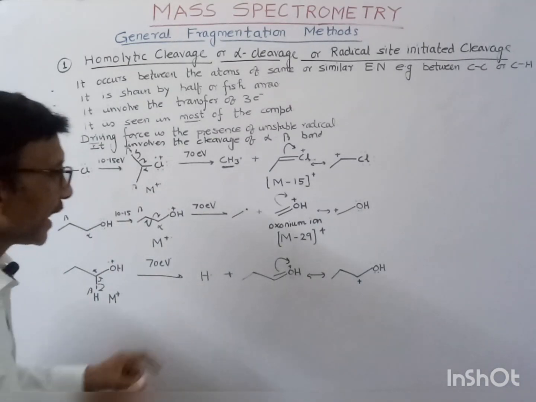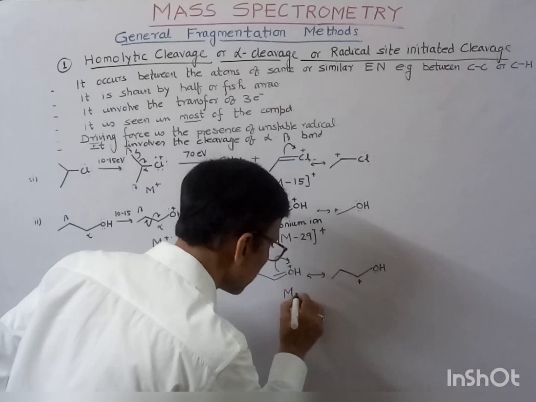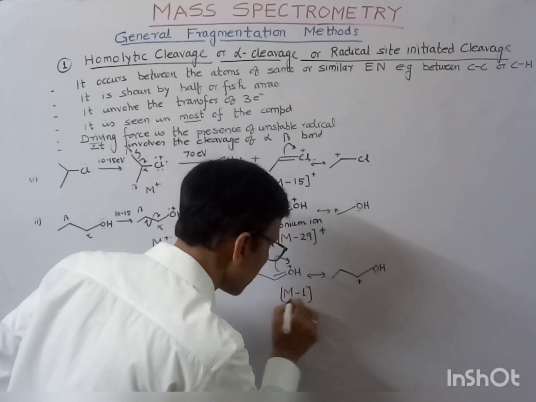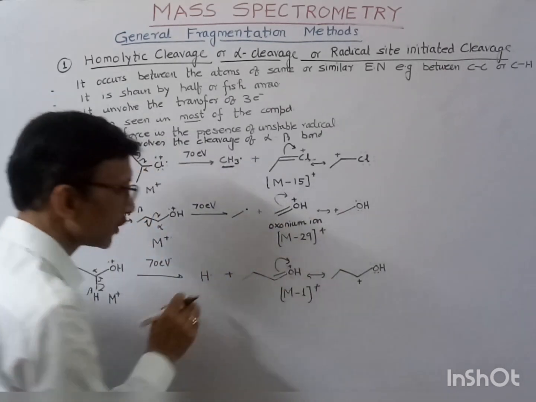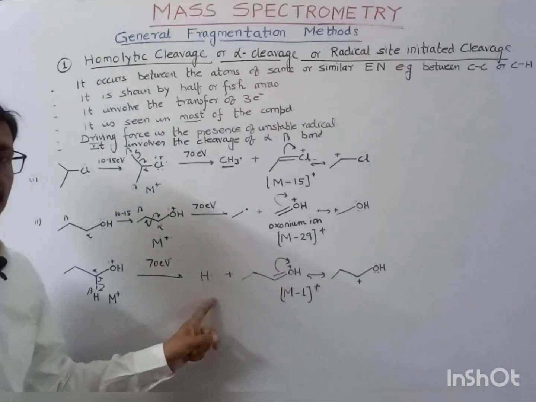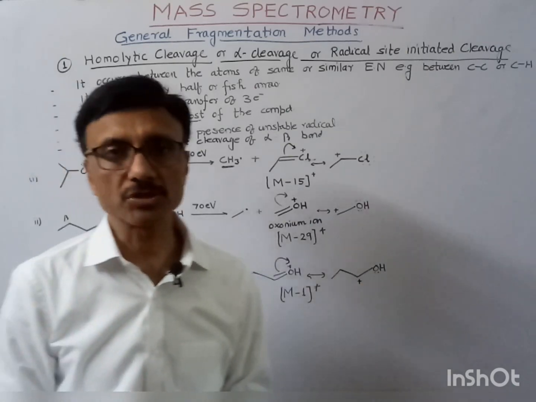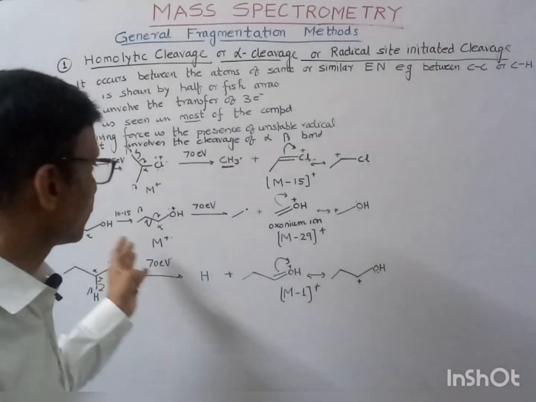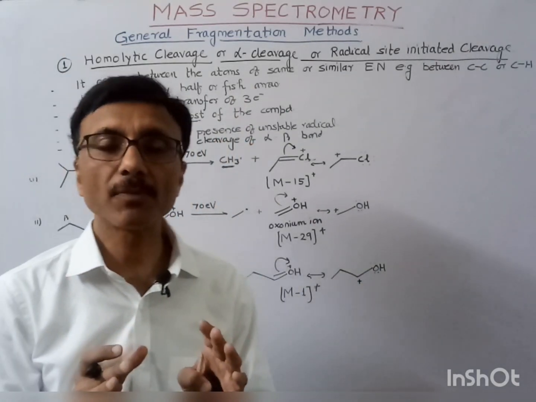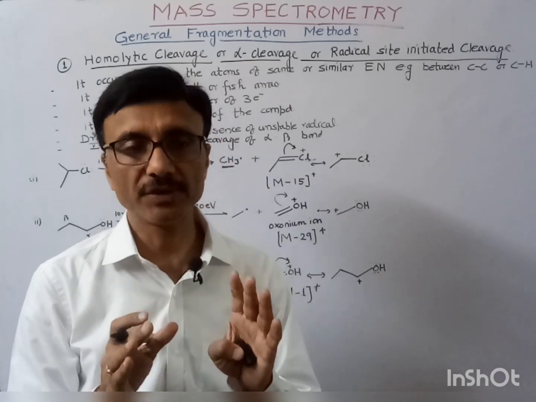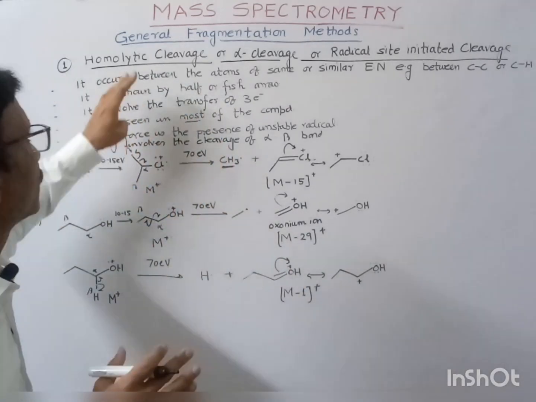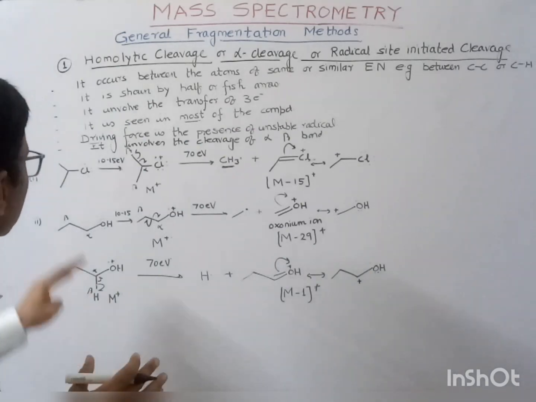Another peak is the M-1 peak, which can also appear in this case. After the loss of this hydrogen atom, another peak that could appear is the M-1 peak. And other peaks are also possible, so it may undergo other types of cleavage. But here I am only discussing the alpha cleavage, or homolytic cleavage. So these are the two.